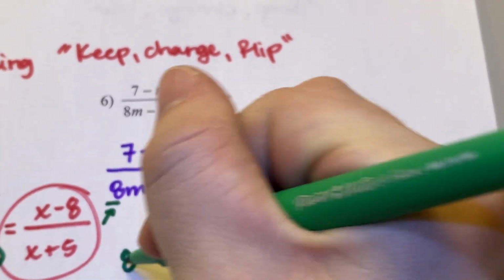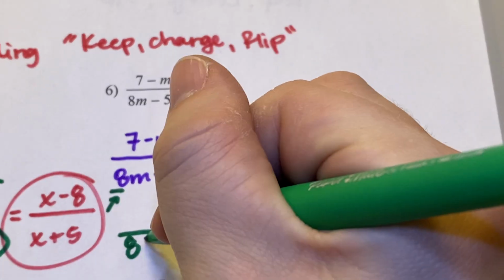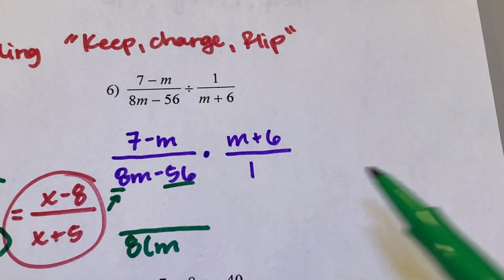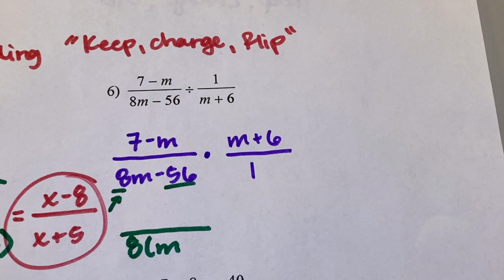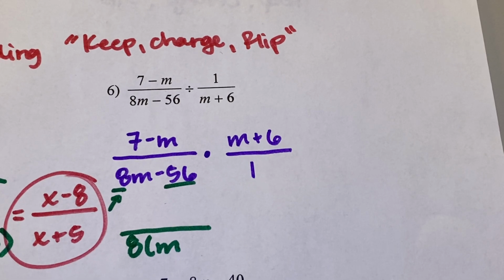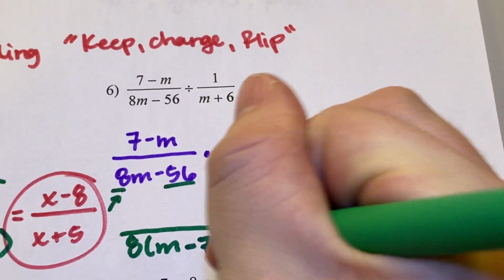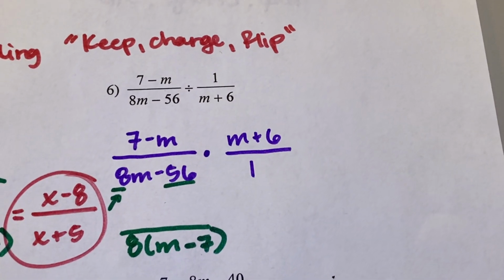So I have 8 on bottom. That's going to leave me with 1m. And then what's negative 56 divided by 8? What do we get? Negative... What is it? 7. Nice job. So that bottom guy factors to 8 times m minus 7.